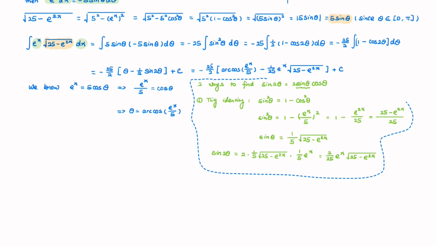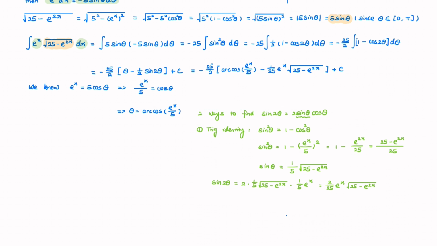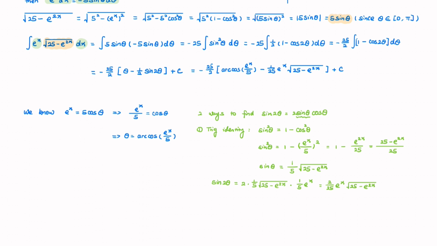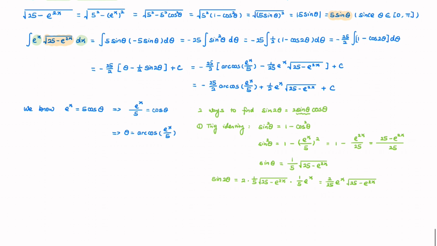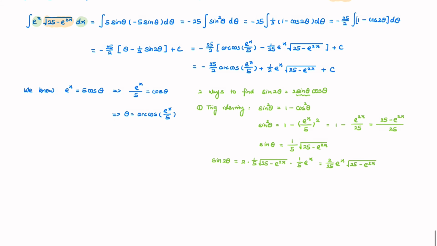Of course, you can simplify it even more. I'll talk about the second way later. Sorry, this is probably a little bit confusing. So that's going to be negative 25 over 2 arc cosine of e to the x over 5, and then plus, those two cancel out, so 1 over 2 e to the x times the square root of 25 minus e to the 2x, and then plus c. That's one way of doing it.